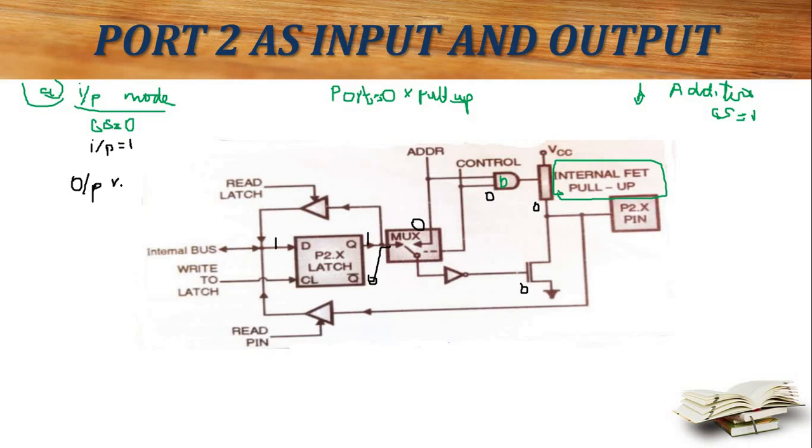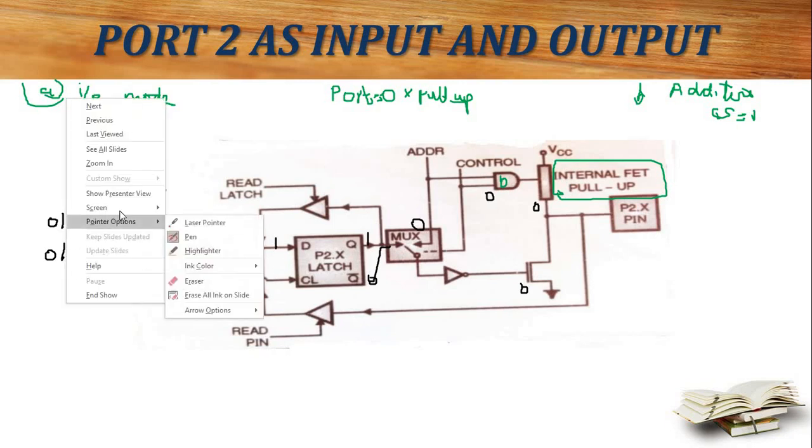When we are acting in output mode, what are the two conditions we are having? Output means we need to give input as 1 and also output as 0. We need to check two conditions. So if I am giving 1 as input to the D latch while giving about an output pin.